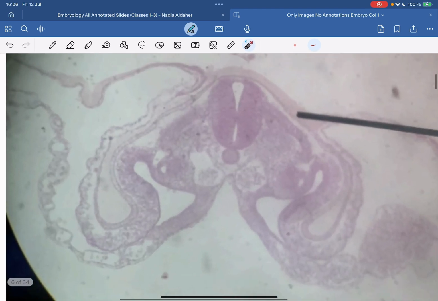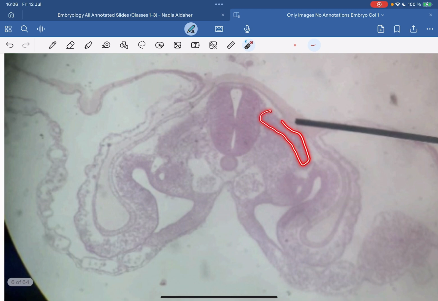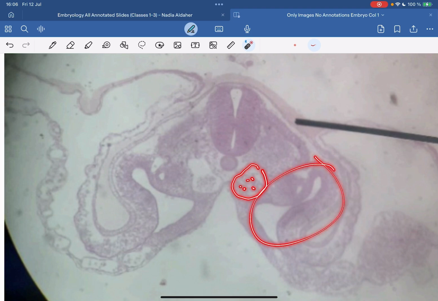Here, giving you another example: the dermatomyotome, the sclerotome, aorta dorsalis with nucleated erythroblasts, and lateral mesoderm.